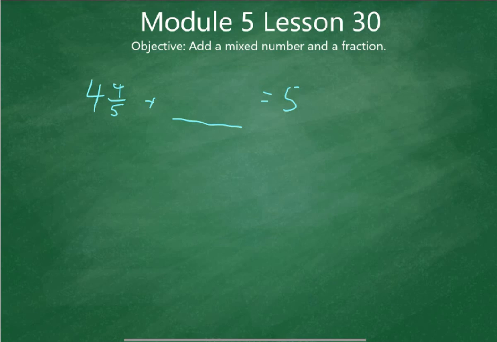If we're at 4 and 4/5, we need this to equal 5/5. Well, how do I do that? In order to do that, I need to add 1/5. Well, that seems pretty straightforward. Okay, so that's one way to do it. So anytime we have a blank there to equal a whole number, we can just figure that out.